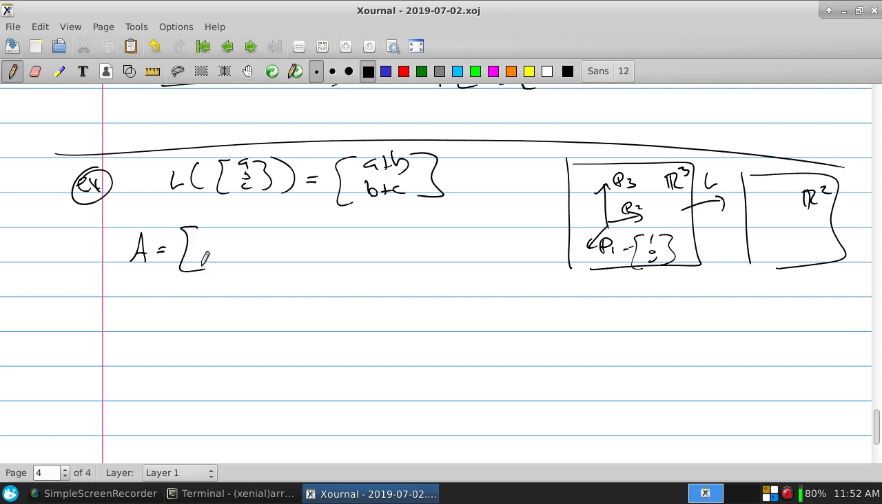A is going to be, here's how you make this matrix. Take your bases and just simply move them. Just transform those three alone. That's all we have to do. Where would 1, 0, 0 go? 1, 0. Where would 0, 1, 0 go? 1, 1. Everybody okay with that?